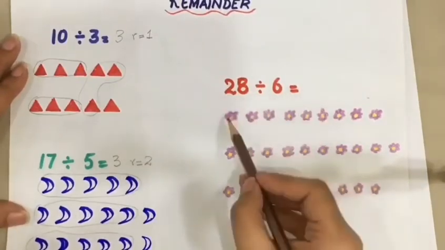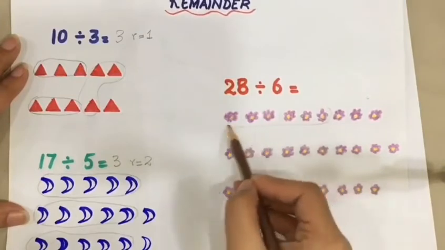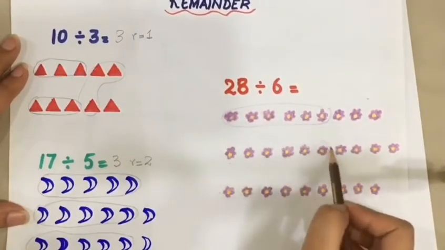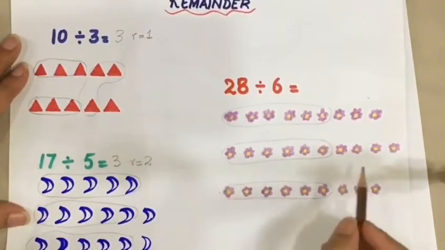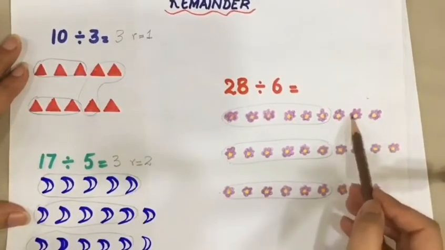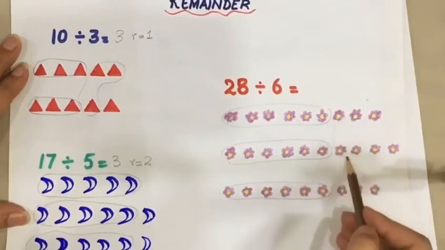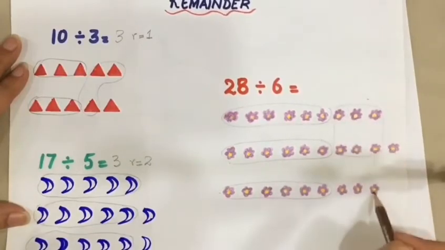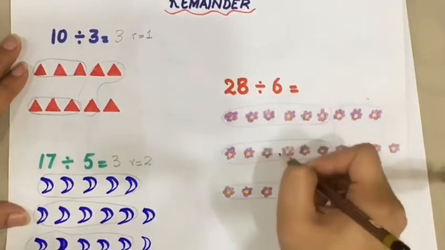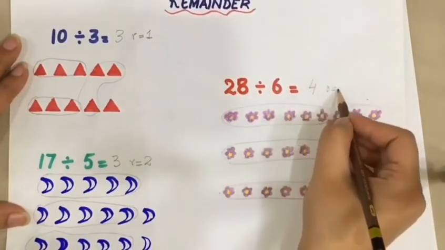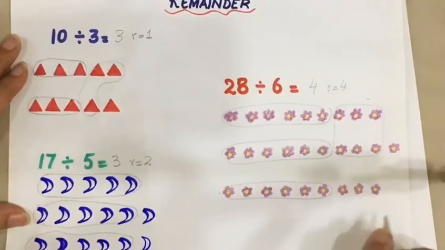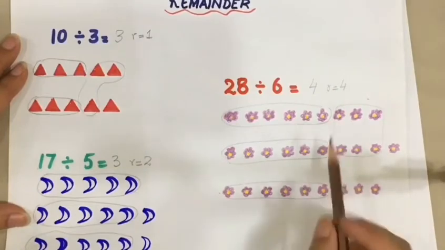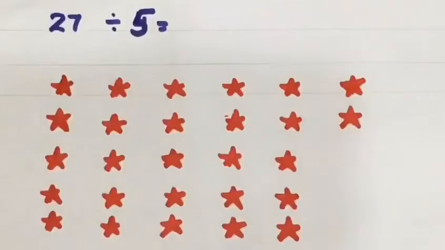28 divided by 6. 1, 2, 3, 4, 5, 6. Right? 1, 2, 3, 4, 5, 6. This is group 2. 1, 2, 3, 4, 5, 6. Please make sure that you revise your tables daily. 1, 2, 3, 4, 5, 6. 1, 2, 3, and 4. So 4 groups, and 4 is the remainder, because only 4 flowers are left that I cannot put in a group, because I'm making groups of 6 flowers each and 4 are left.